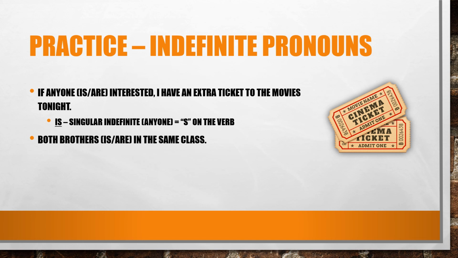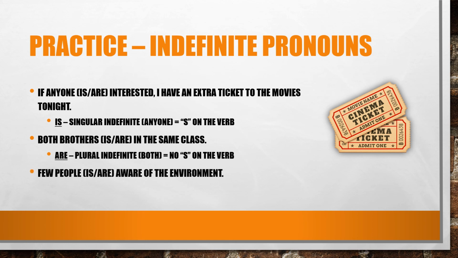Both brothers blank in the same class. Here we have the word brothers, which already gives it away because it's plural, and the word both tells us that we're talking about two things very specifically. So both brothers, two brothers, are in the same class, because there's no S on the verb if we have a plural pronoun.